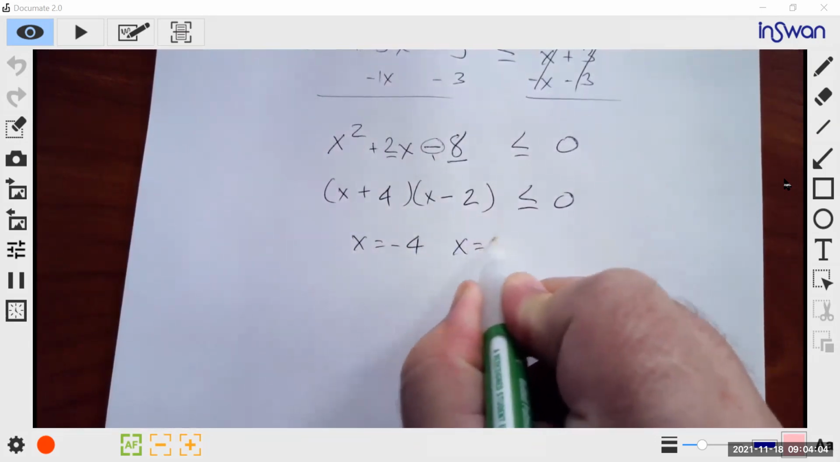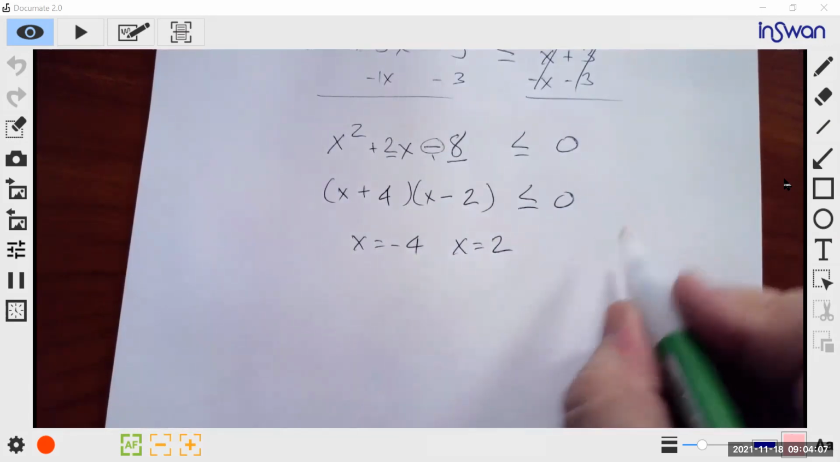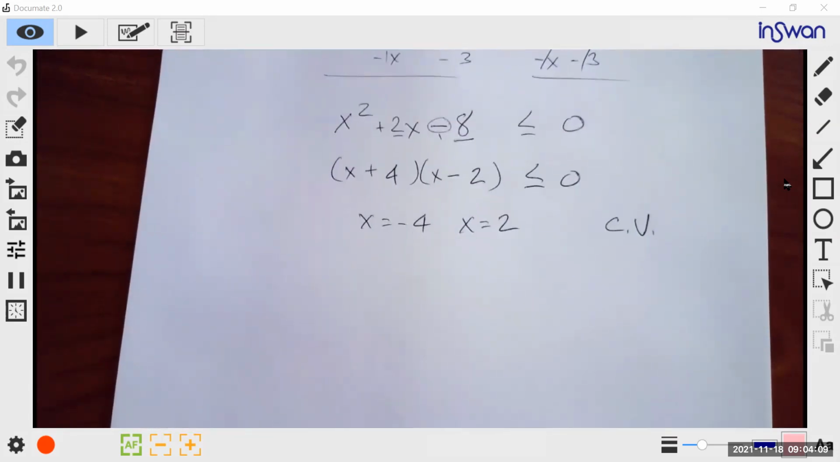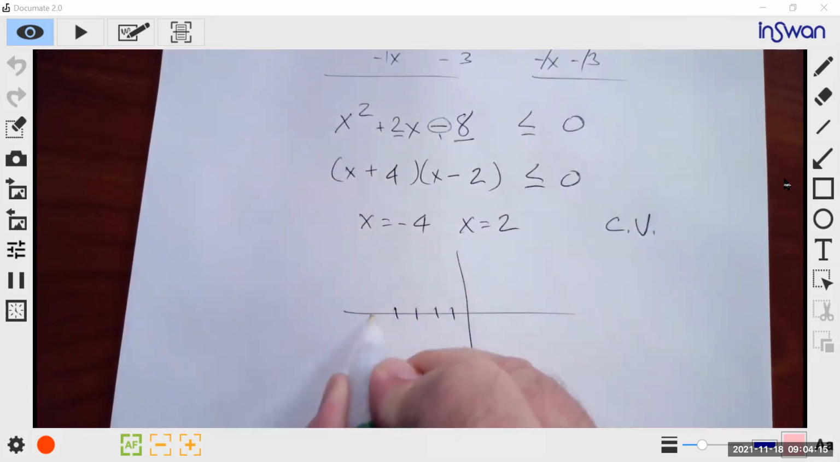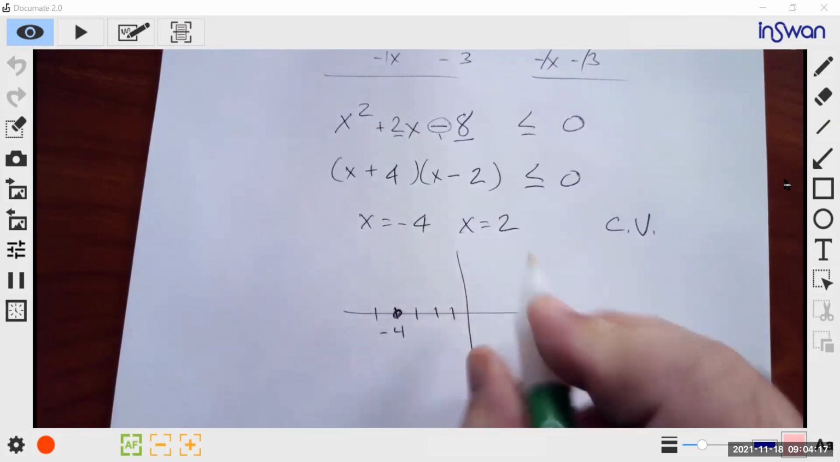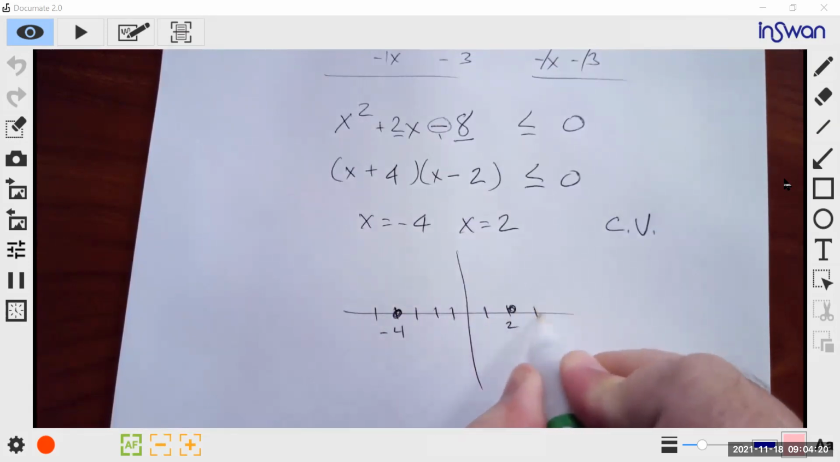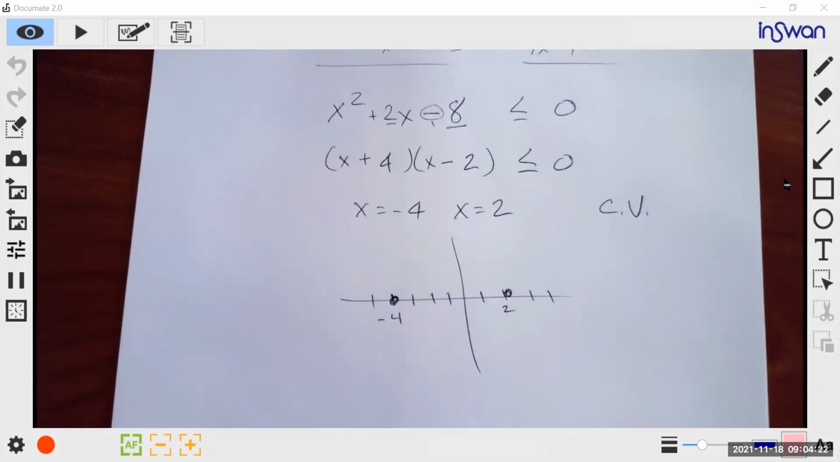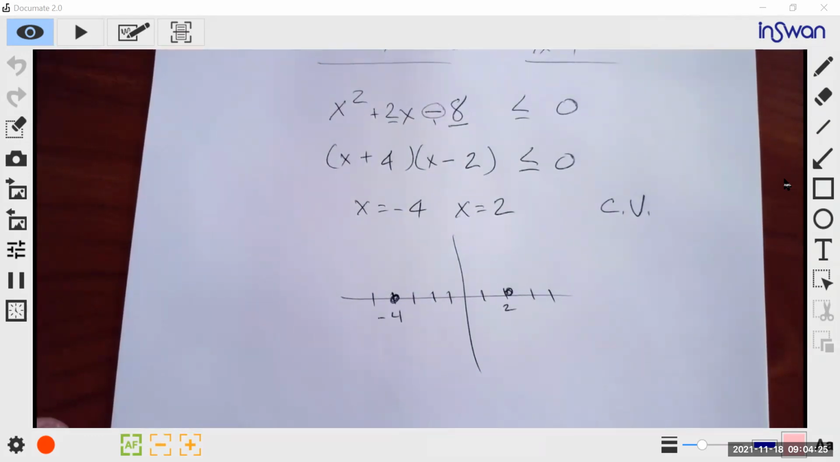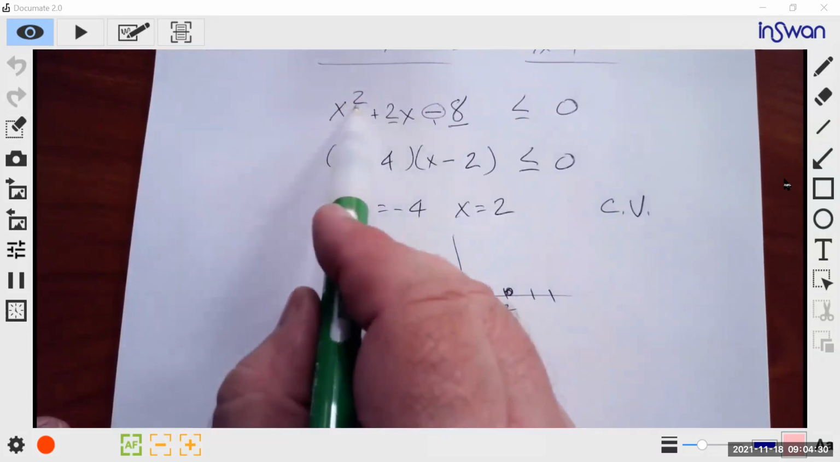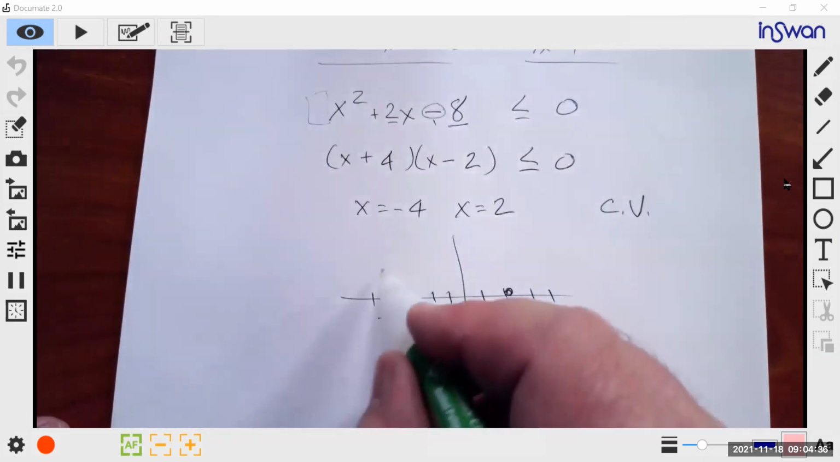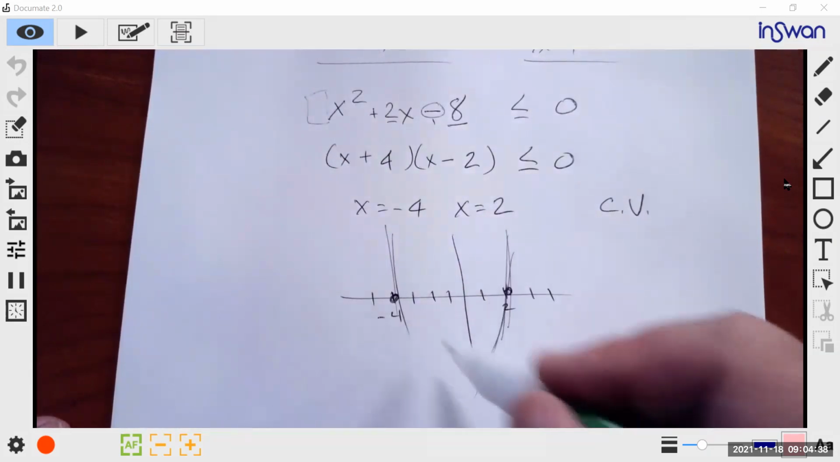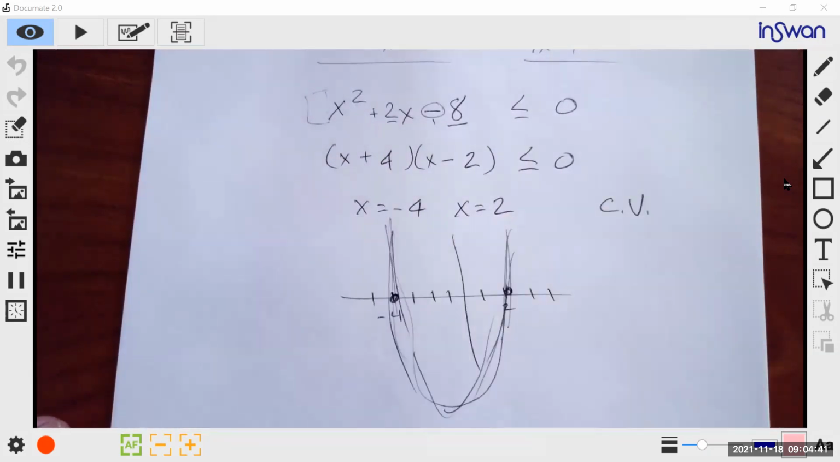Solve them. These are your critical values: at negative 4 and 2. It's a quadratic equation, so both ends point the same direction. It's positive, so it points up. So the graph is like this.